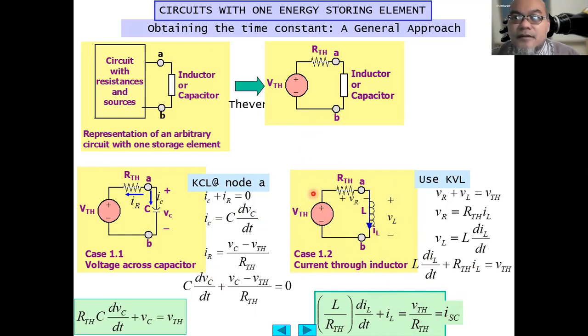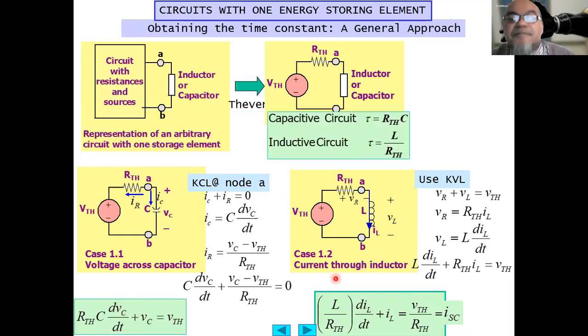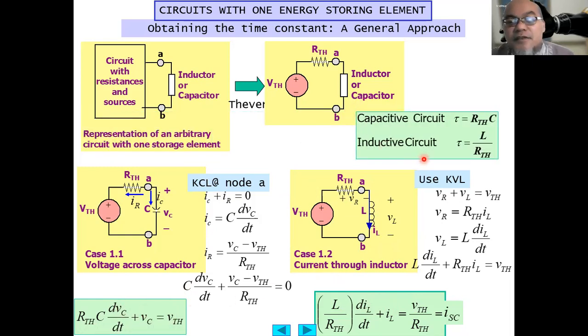If you compare the two, if you use an inductor, your equation is tau dx/dt plus x equals the forcing function. In the inductor case, you use KVL, and x will be the current flowing through the inductor. In the capacitance case, it will be the voltage across the capacitor. So for a capacitive circuit, the tau will be RTH times C. For an inductive circuit, the time constant will be L divided by the Thevenin resistor.